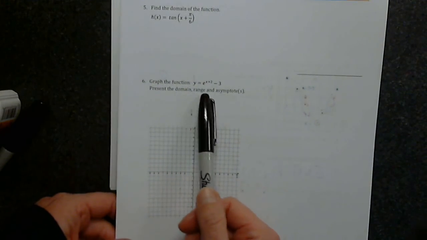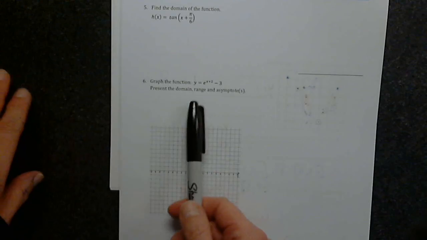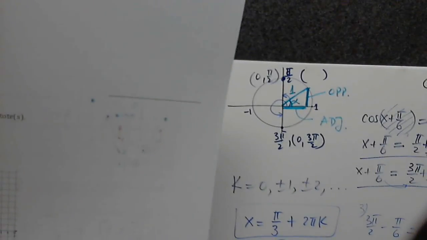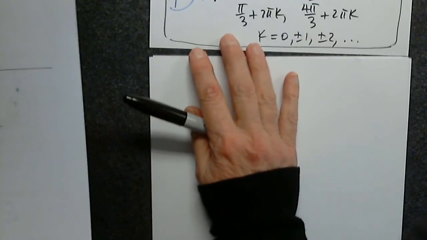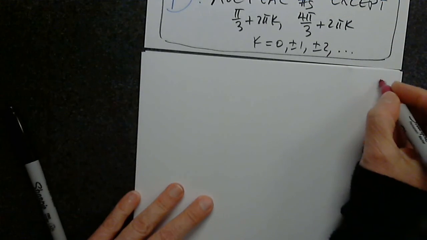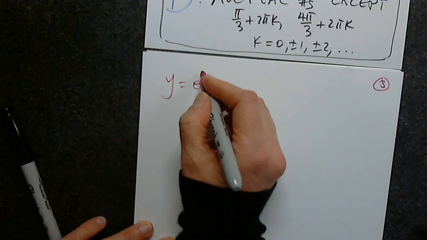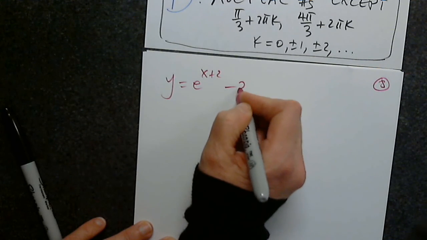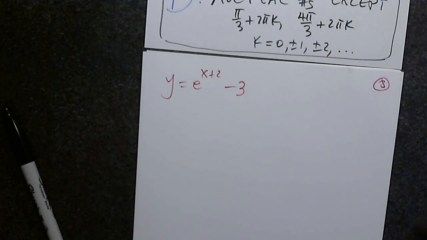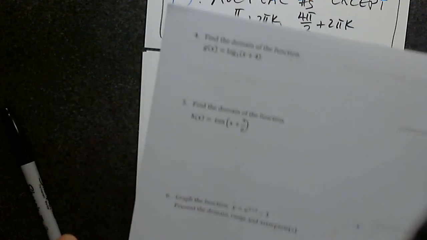So here's our best friend now, the exponential. So we talked about that already. Any questions, please? Don't be shy, please. Anything. Okay, so y equals e to x plus 2 minus 3. It says present a domain and range and graph it.